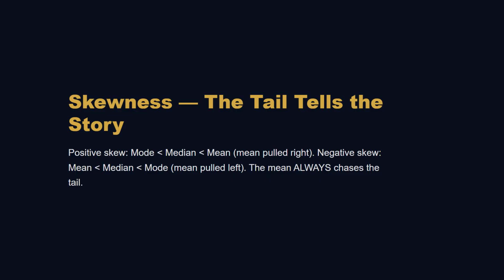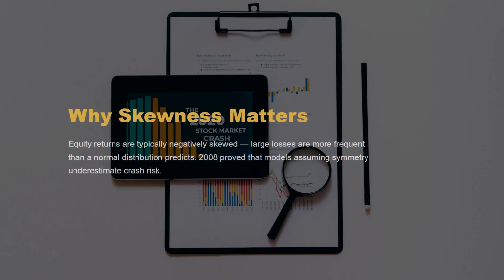Memory trick. The mean is always pulled toward the tail. Always. The mode stays at the peak. The median is in between. Why does skewness matter for investors? Most equity return distributions show slight negative skew. That means the left tail, the tail of large losses, is fatter than a normal distribution would predict. In practical terms, crashes are more common and more severe than a symmetric bell curve would suggest.